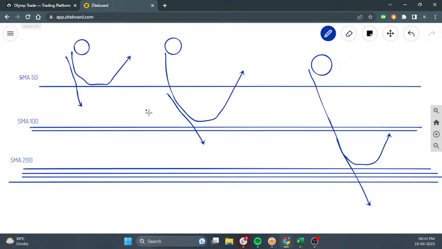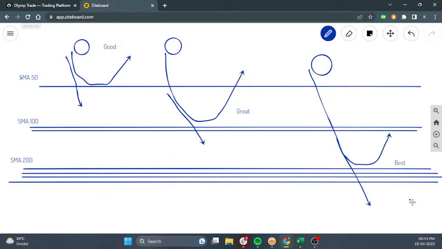Okay. Now, if you see the asset touching SMA 50, it is a good signal. It means there's a good chance that it will bounce back. If the asset touches SMA 100, it is a great signal because there is a much better chance of it bouncing back. If it touches SMA 200, it's the best signal. It means the strongest signal. So you'll get the good over here. You'll get the great over here. You'll get the best over here.